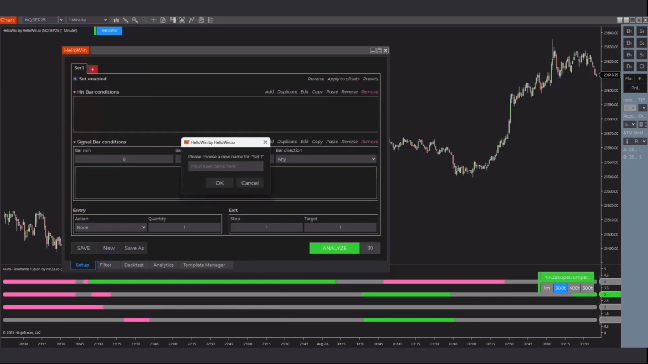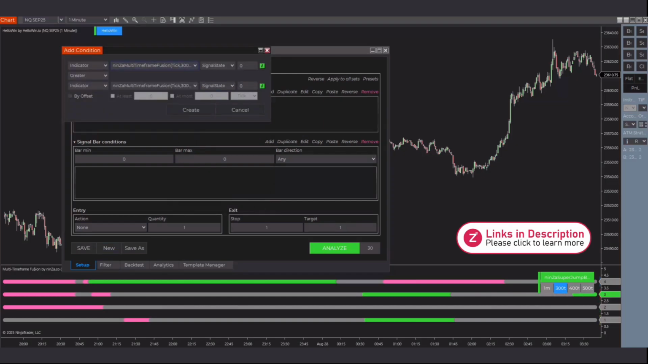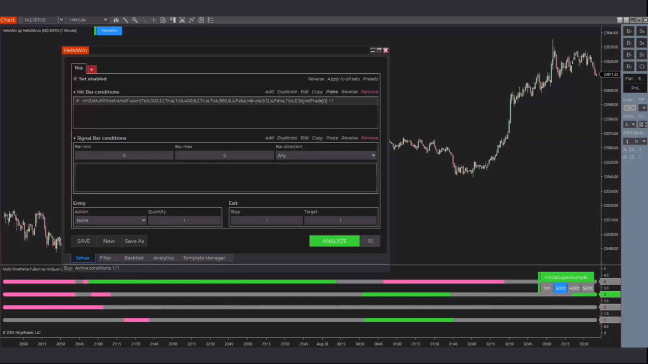Next, we'll configure the set buy scenario to run our backtest. We'll add multi-timeframe fusion into HelloWin and use Signal Trade as the signal source. In the signal settings, make sure to set bullish 0.1, which corresponds to signal state 1 in Super JumpBoo on multi-timeframe. So the system only records buy entries when there's multi-timeframe bullish confluence.